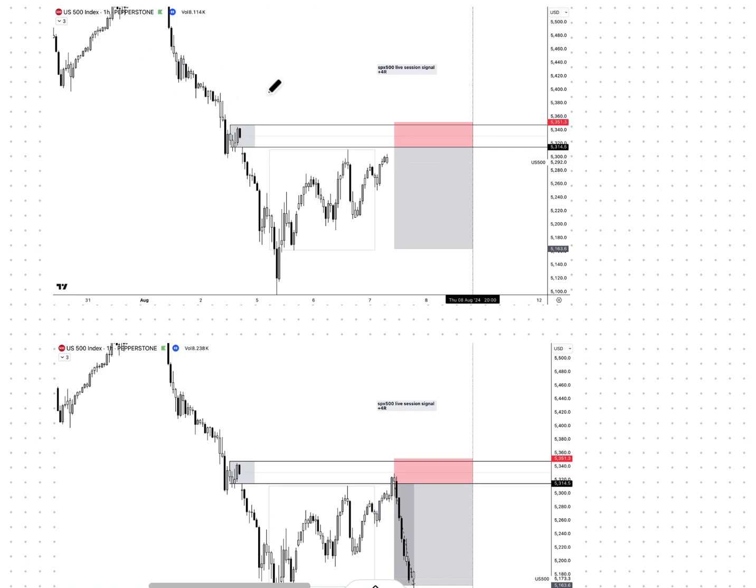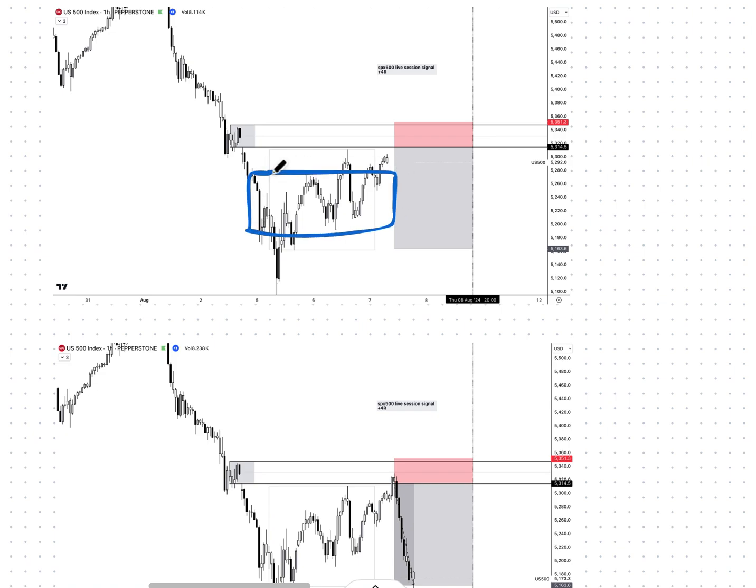So we had S&P right here. We have supply, strong move away. Whenever the market creates a strong candle or a gap, it suggests strength. This is the 1 hour time frame. Now, since this move, the market stayed away for a couple days.